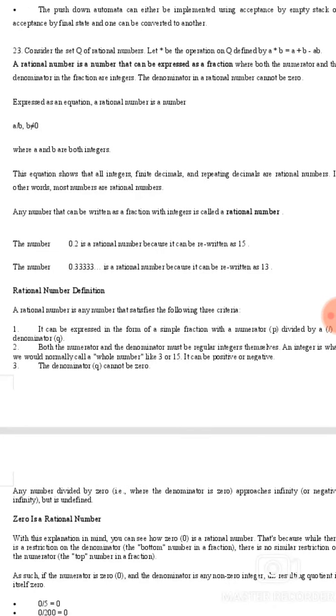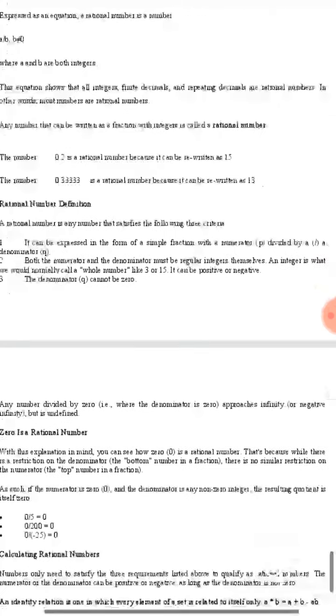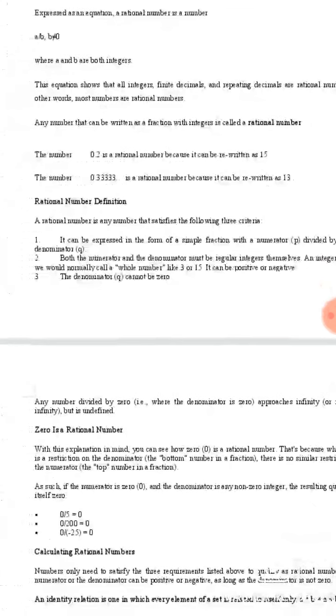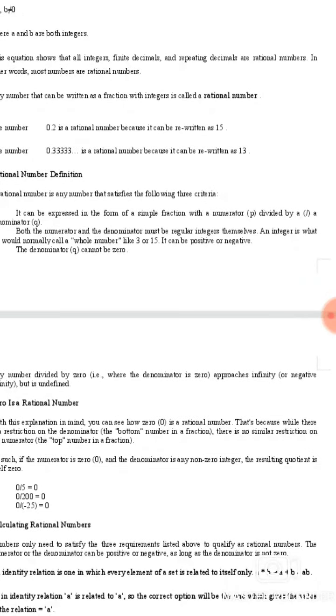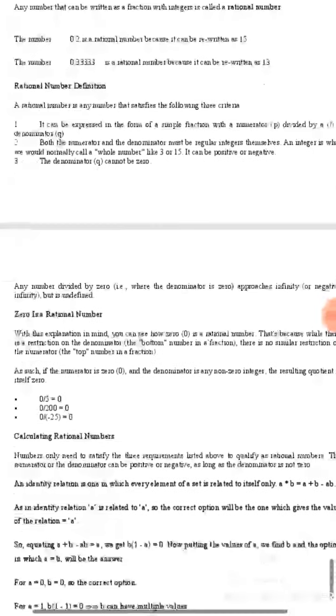Rational number definition is any number that satisfies the following three criteria. It can be expressed as a simple fraction with a numerator. Both the numerator and denominator must be regular integers themselves. 0 is a rational number. The denominator cannot be 0.